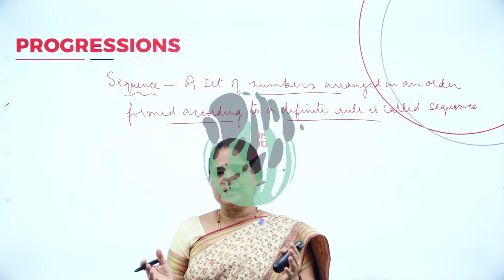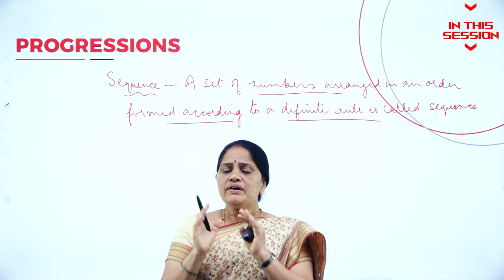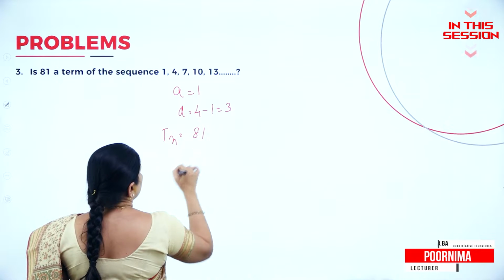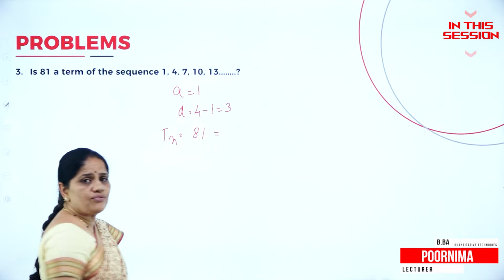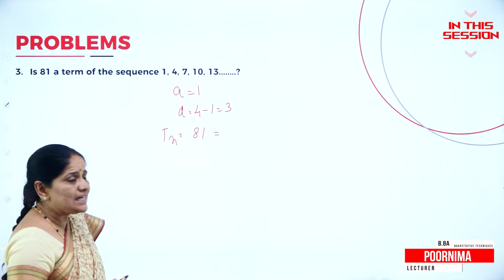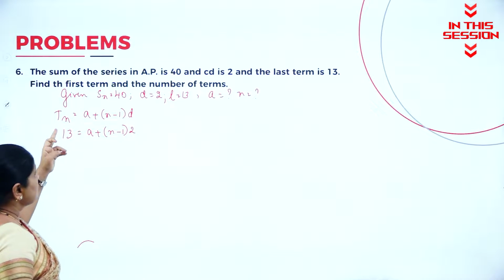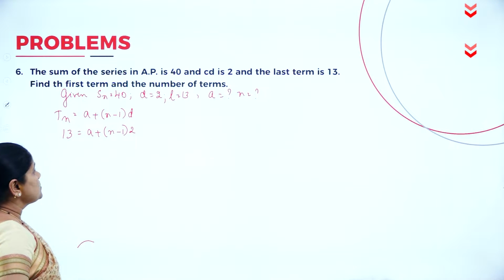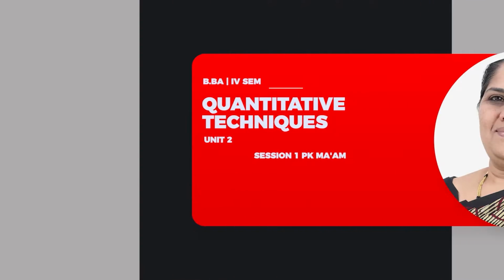Any set of numbers which is arranged in an order which has a definite rule, that we call it as a sequence. Tn equals 81. So what is the Tn formula? A plus n minus 1 into D. So instead of writing Tn, the last term, I am writing L equals A plus n minus 1 into D.